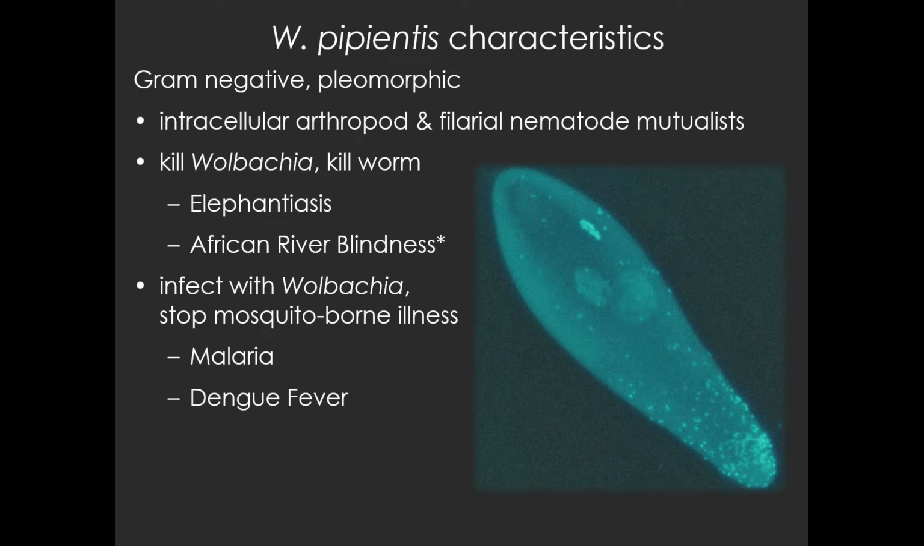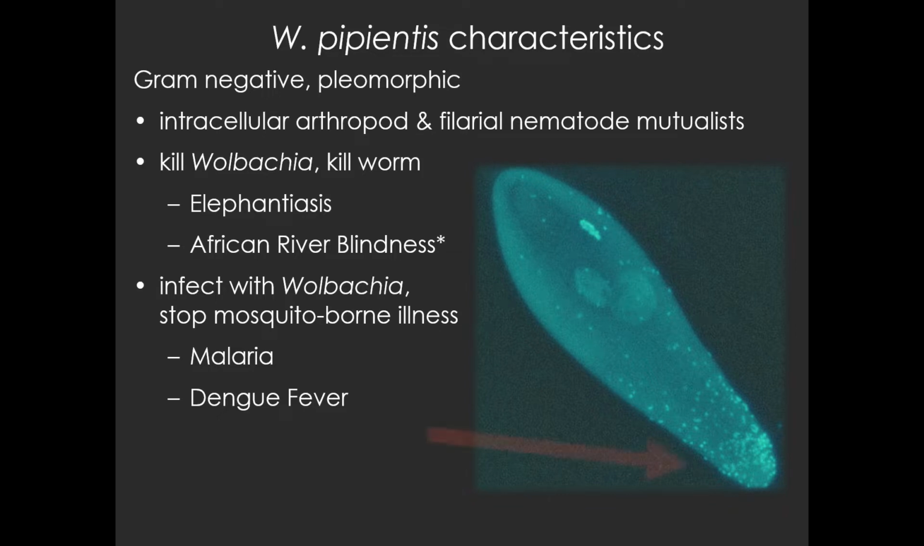Wolbachia pipientis is a gram-negative pleomorphic bacterium which is found as an intracellular symbiont in both arthropod and filarial nematode worms. In the nematodes, it seems that it's primarily a mutualist. It benefits from the relationship, as does the filarial worm. However, in most arthropods, the Wolbachia bacteria are considered parasitic.